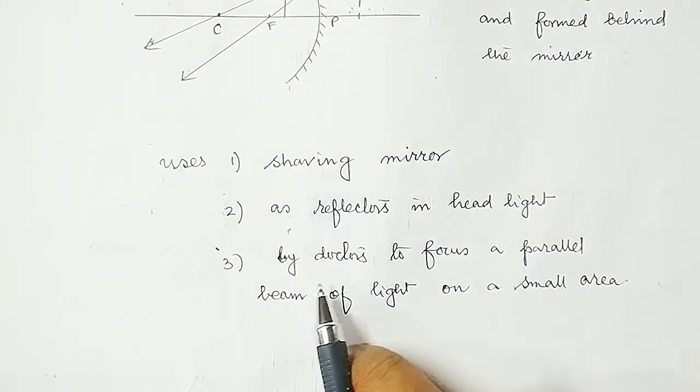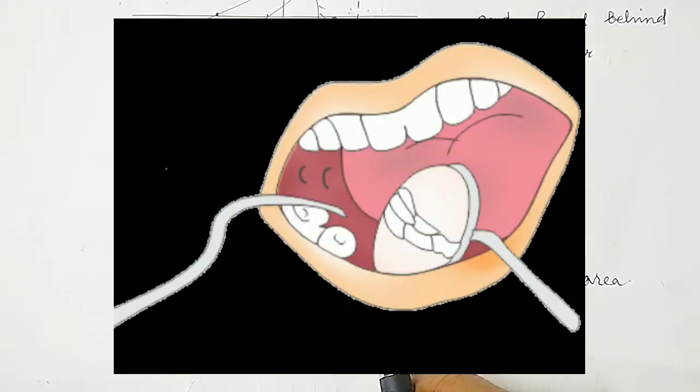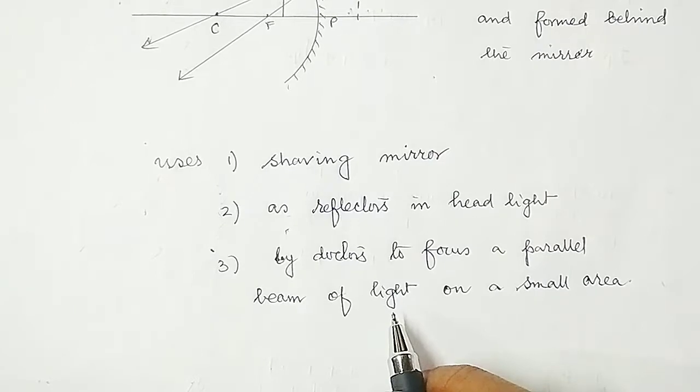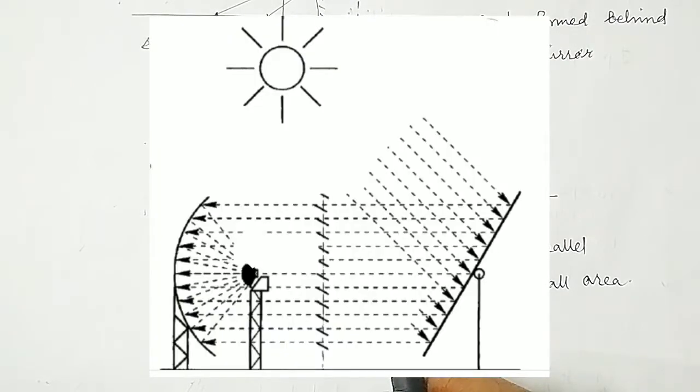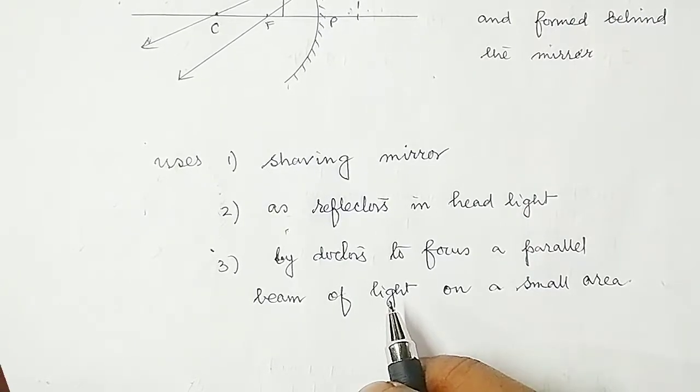It can be used by doctors to focus a parallel beam of light on a small area, especially for the examination of throat, ear, nose, teeth, etc. Even a concave mirror can be used as a reflector in dish-type solar cookers and solar furnaces. So in this way many uses are there. For exam purposes, at least 3 uses you must know.